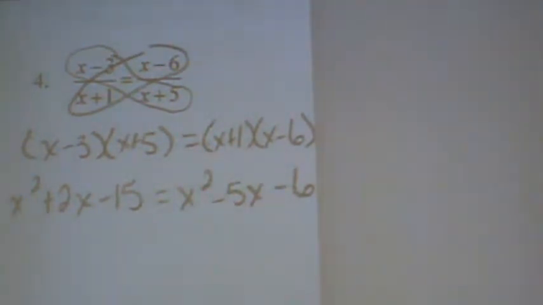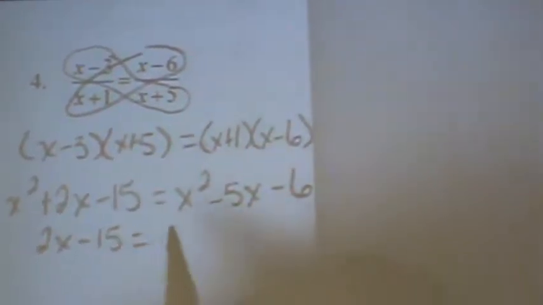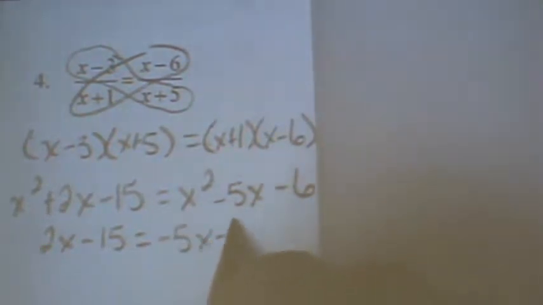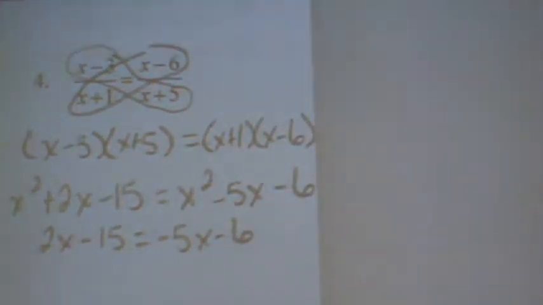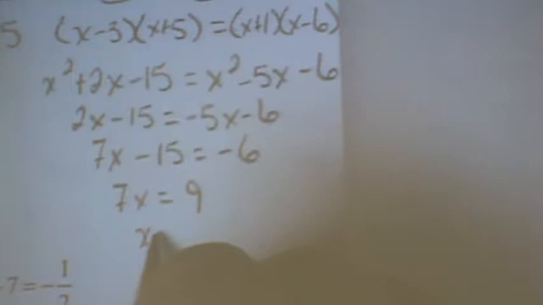Subtracting the x squared. Adding 5x to both sides. And then adding 15. And then dividing by 7. X equals 9/7.